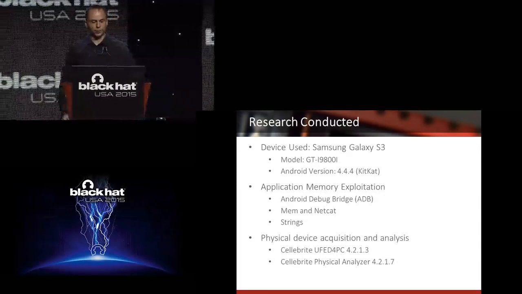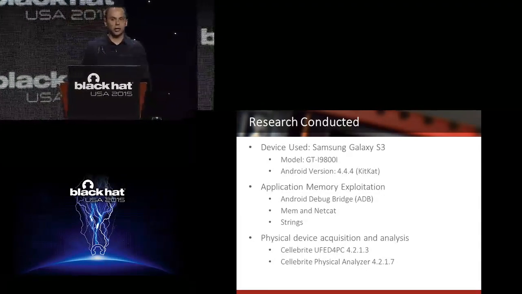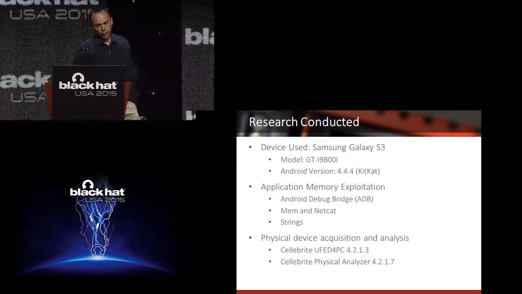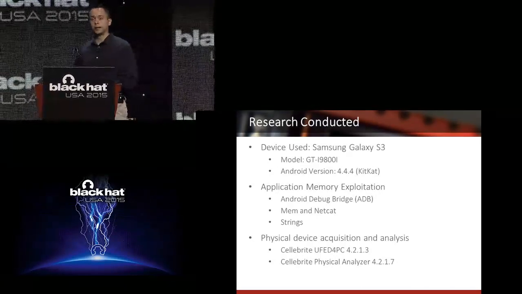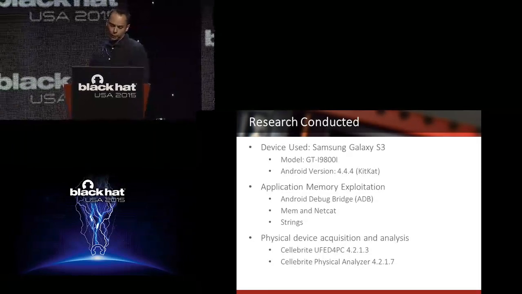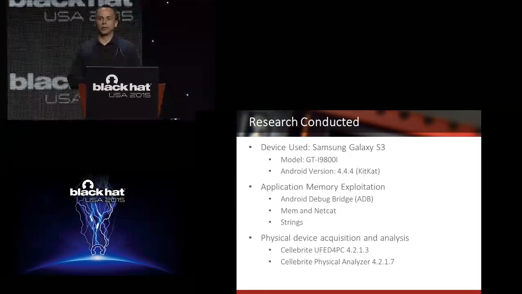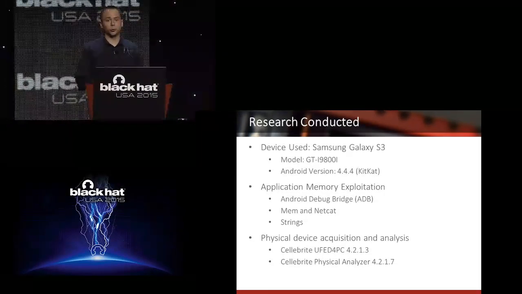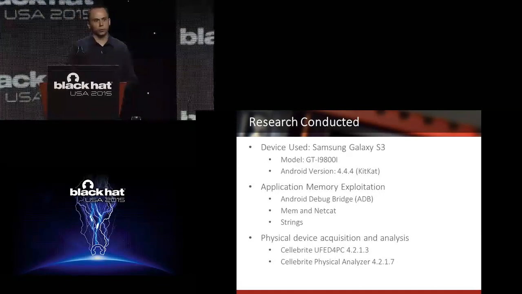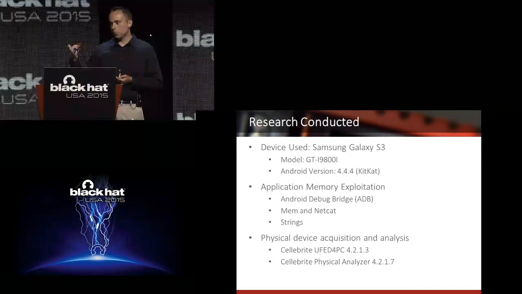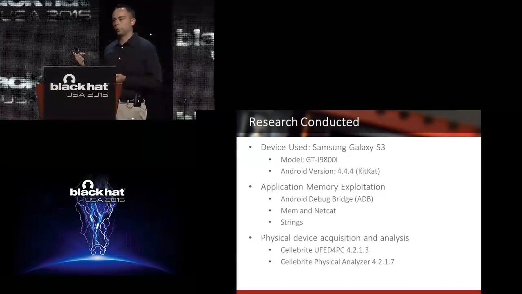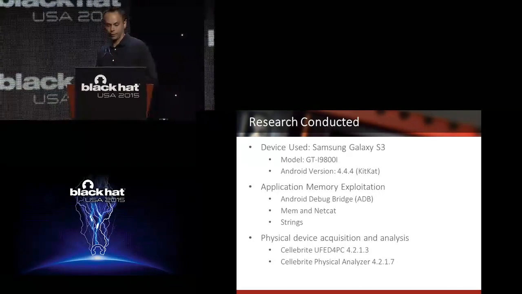So here's what we did. We took a Samsung Galaxy S3 running KitKat. We captured volatile memory. We used Android Debug Bridge, which is a free Google tool. We connected it to the phone and created a shell window on it. We then pushed Mem and Netcat, two free open source tools. You can download them from GitHub.